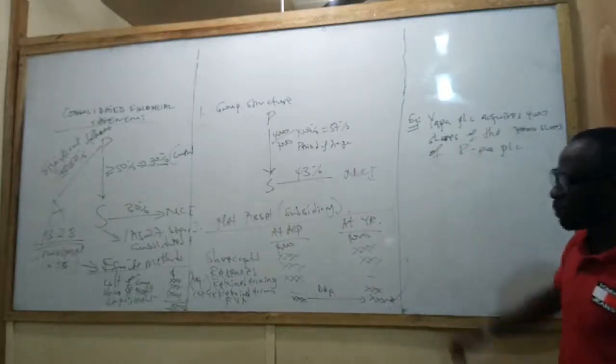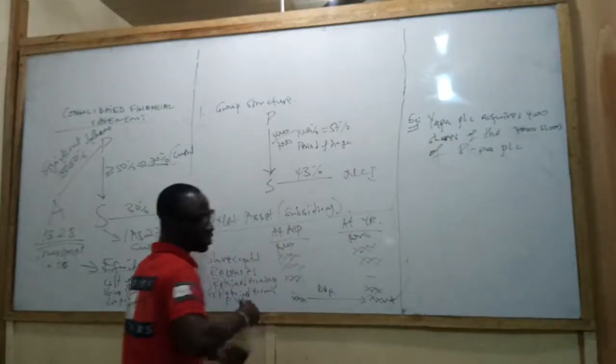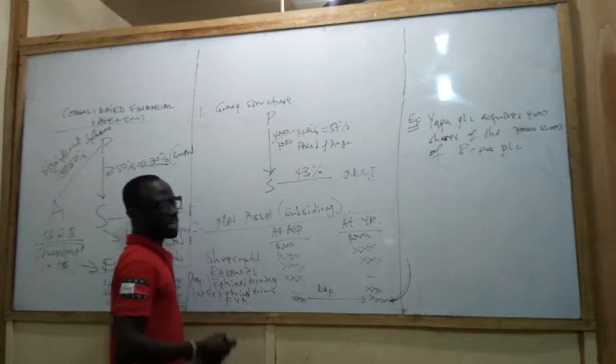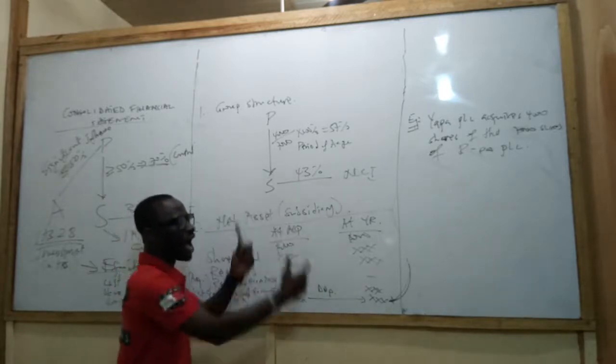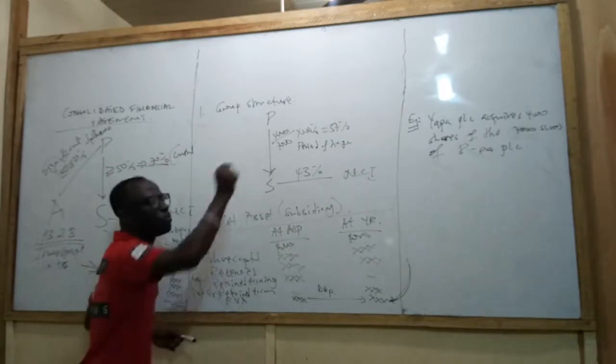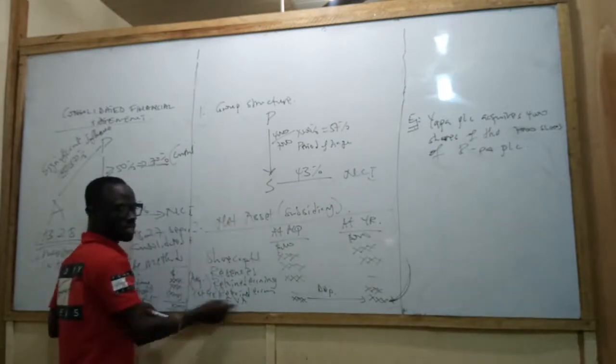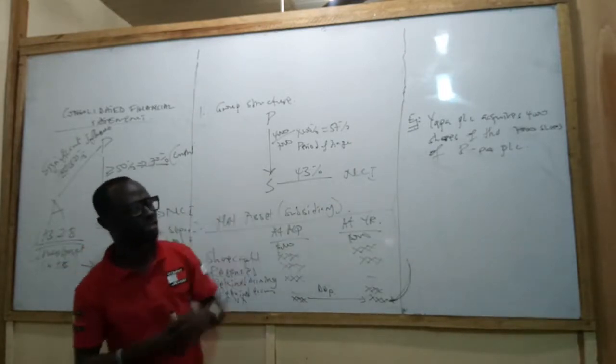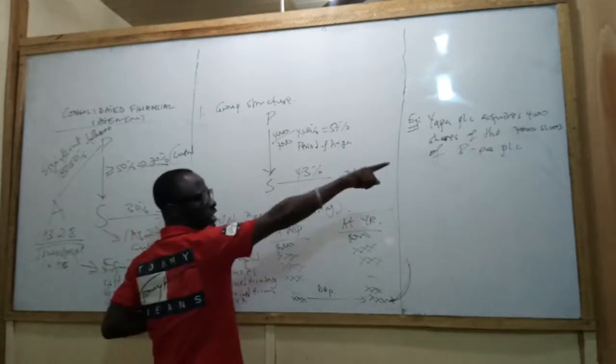Okay, so that's what you do about that fair value adjustment. This figure will be taken to the consolidated statement of financial position and you add it to the non-current assets. That is if it is an upward fair value adjustment. But if it's a downward fair value adjustment, you subtract.